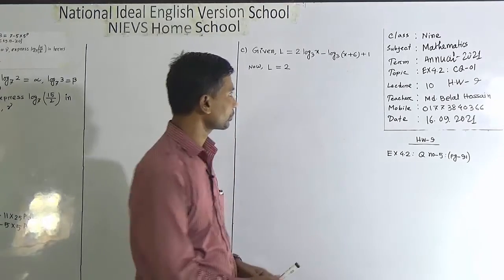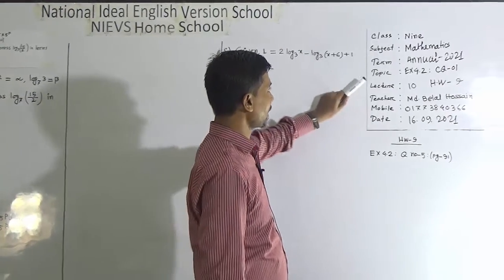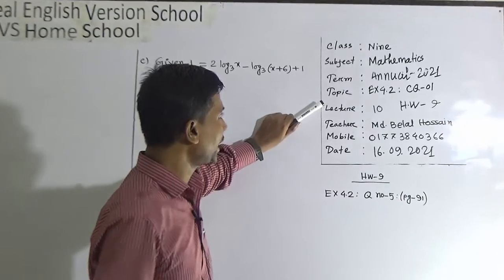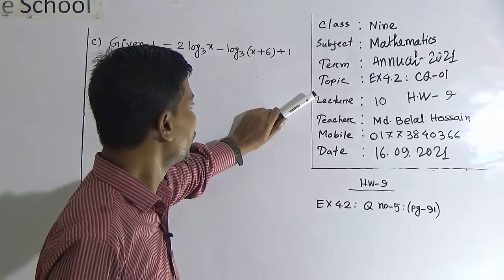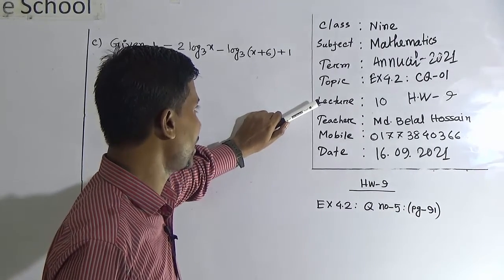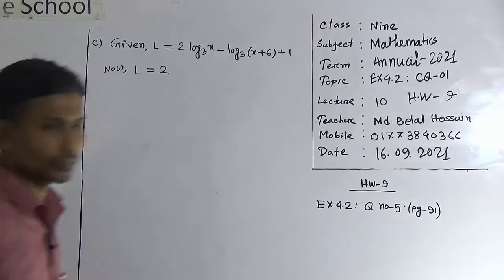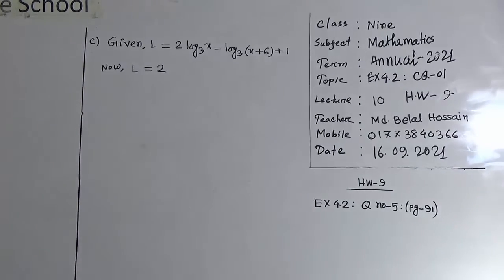Student, look. Today our topic is Exercise 4.2, Creative Question number 1. Lecture number 10, SW number 9. At first, student, see the questions.